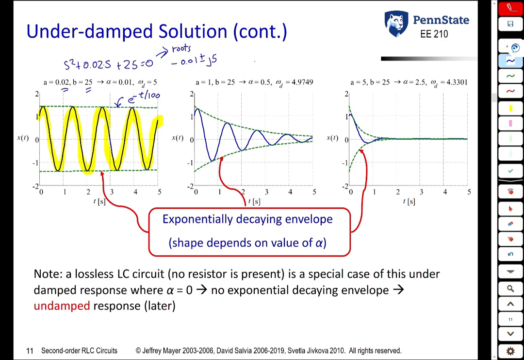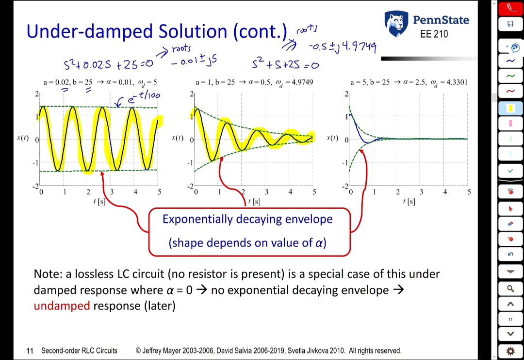If, on the other hand, suppose you have a characteristic polynomial s squared plus s plus 25 is equal to 0. If you calculate those roots, these roots are negative 0.5 plus or minus j4.9749. So the frequency of this decaying sinusoid is going to be 4.9749 radians per second, almost the same as in the first case where it was 5.